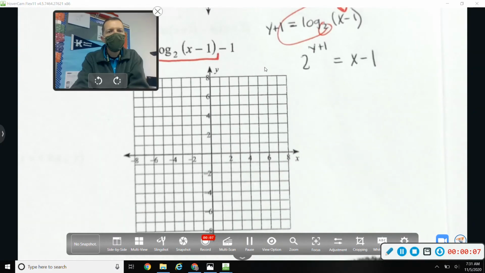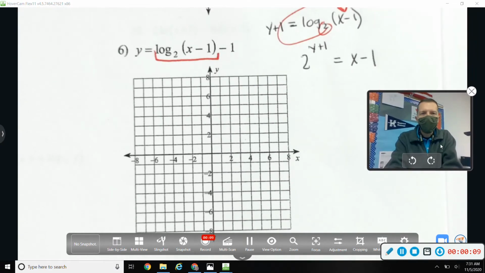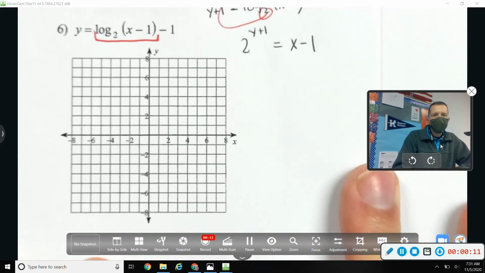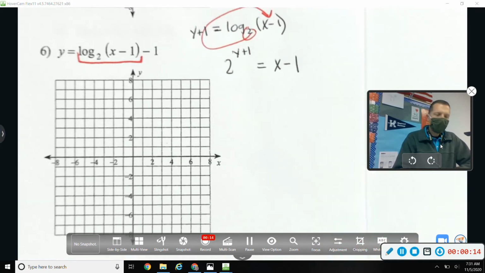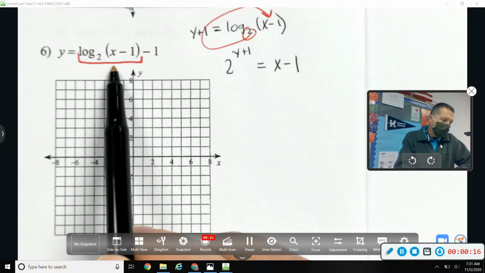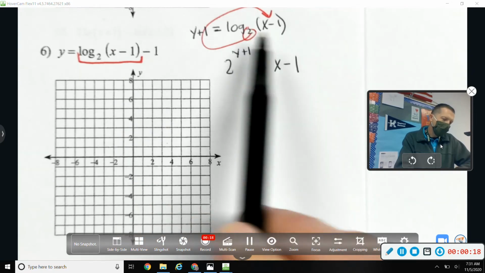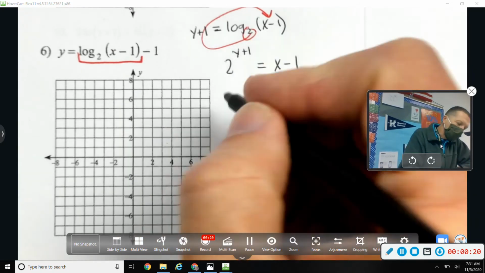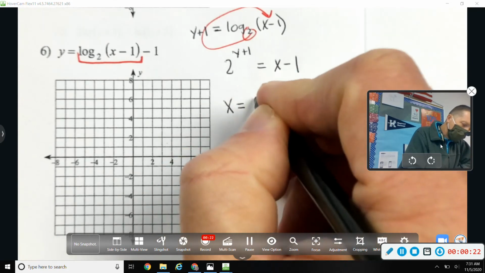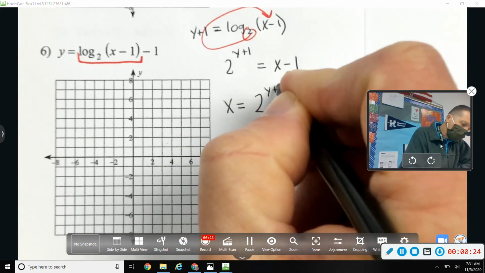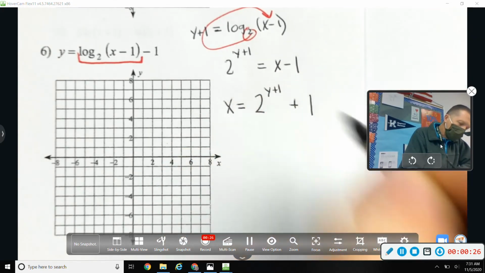Here we go. Jumping in a little bit on number 6 here, we're going to graph this. So we want to get the log thing by itself so that we can fishhook, and then we'll move the 1 over to solve for x. So x equals 2 to the y plus 1 plus 1.